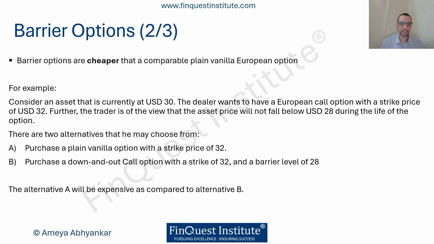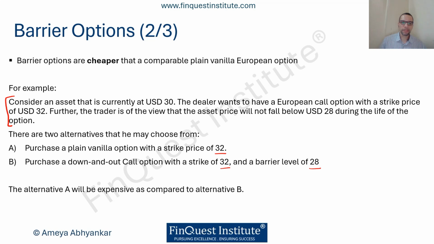So let's say this is their analysis. Based on this, there could be two potential alternatives which they can explore. One is purchasing our good old plain vanilla option with a strike price of 32, or they could purchase a down and out call option with a strike price of 32 and a barrier level of 28.